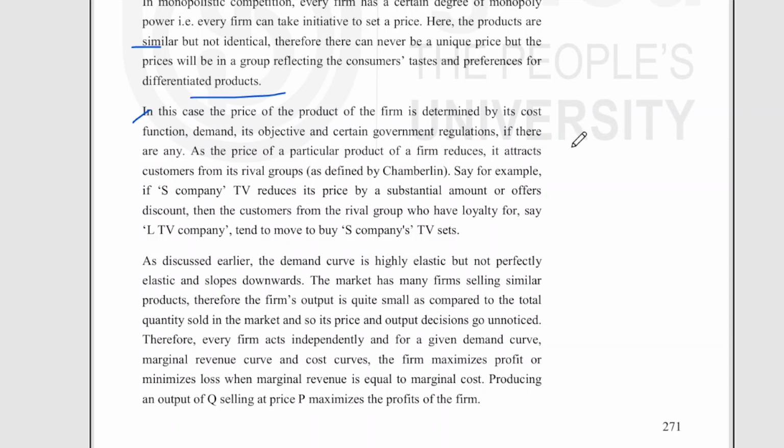As the price of a particular product of a firm reduces, it attracts customers from its rival group. Say, for example, if S company TV reduces its price by a substantial amount or offers a discount, then the customers from the rival group who have loyalty for, say, L company TV tend to move to S company TV sets.